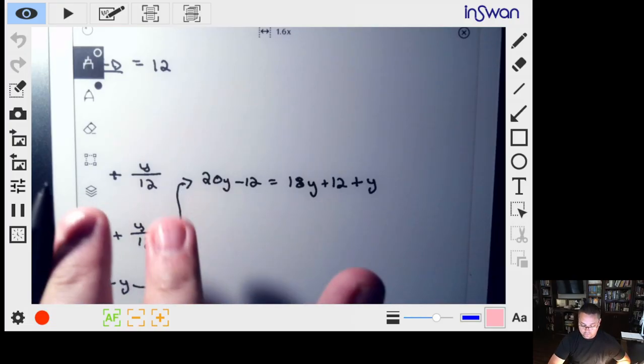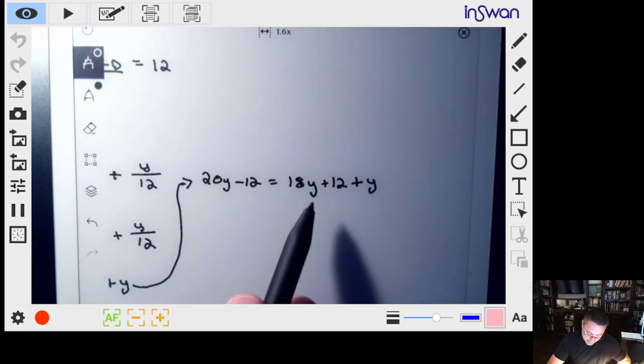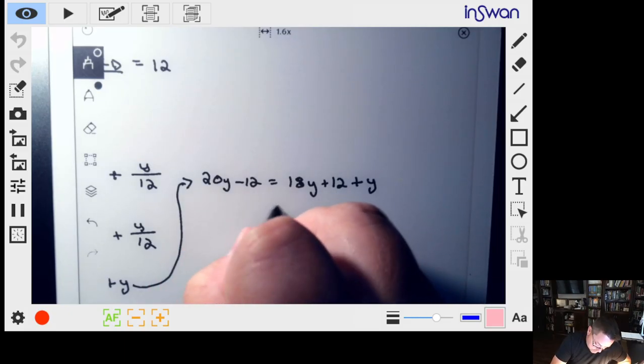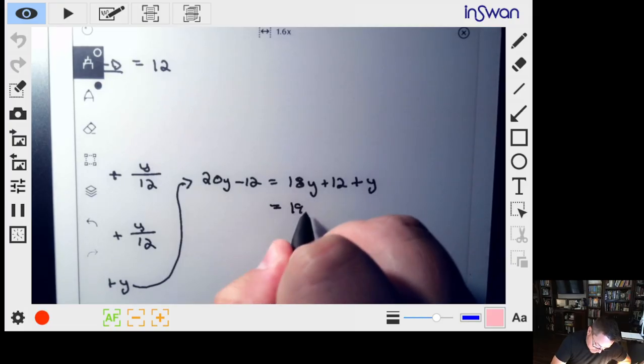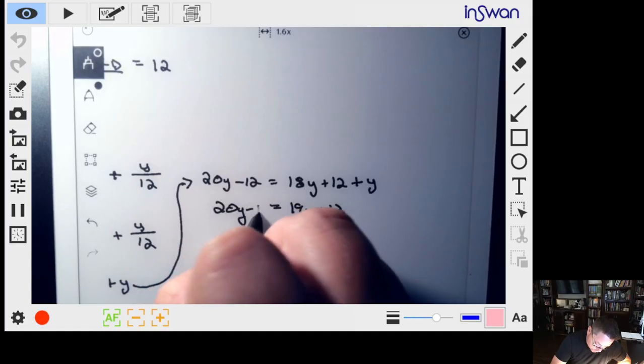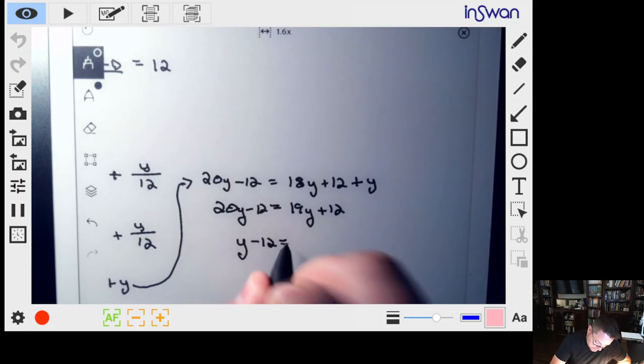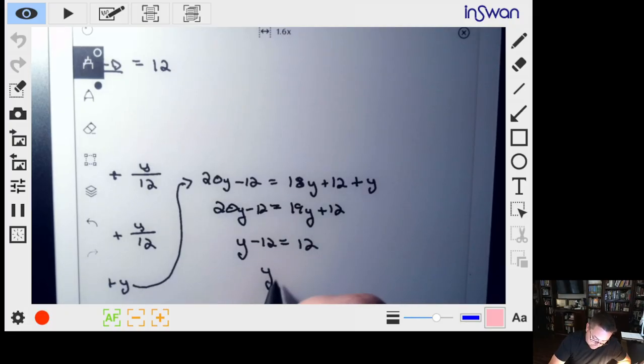So this is now a very basic problem. We can go ahead and combine like terms on the right side. So I'm going to get 19y plus 12 is equal to 20y minus 12. I'm going to move the y's over by subtracting 19y from both sides. So I'll end up with just 1y on the left side. And then I'm going to add 12 to both sides.